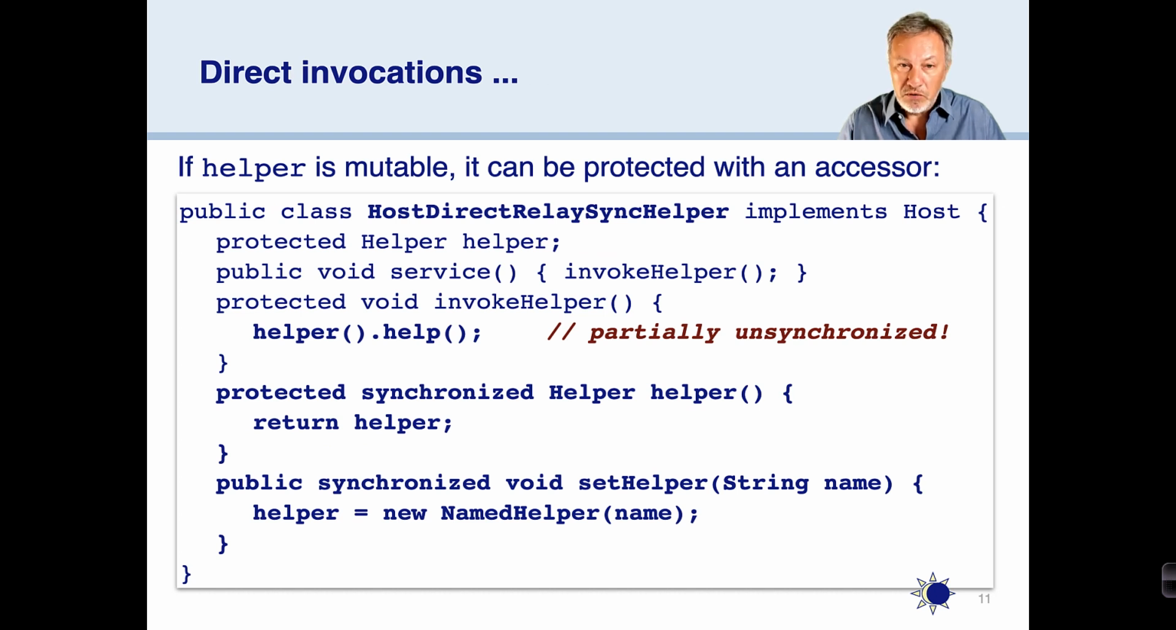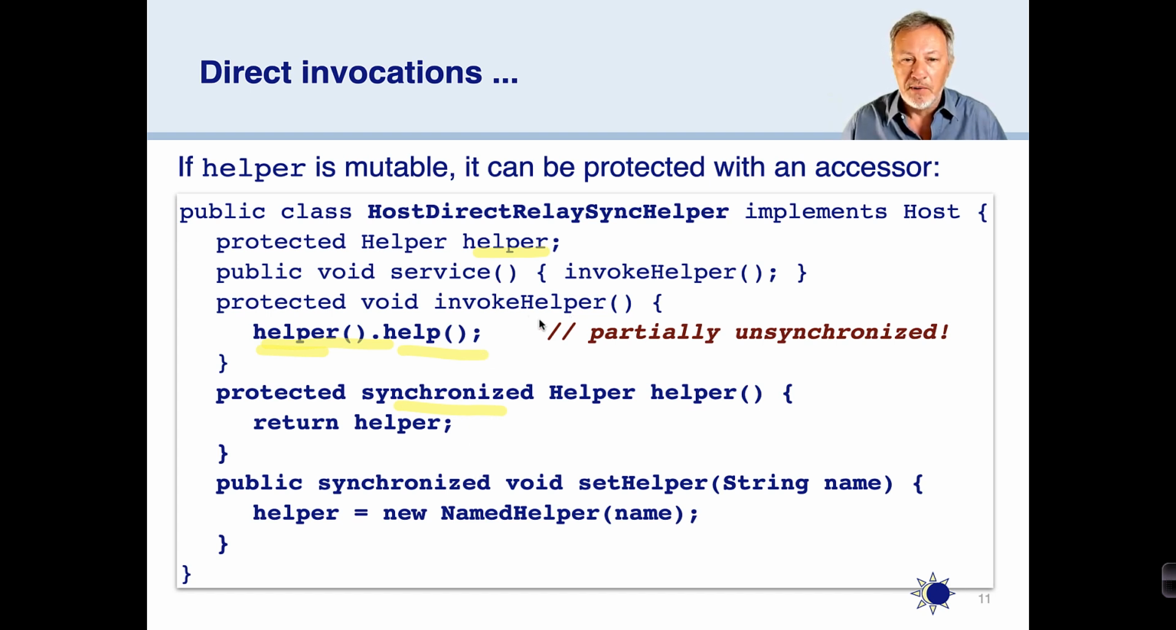If the helper is mutable, then we can protect it with an accessor. So here's a slightly different version of the direct relay. In this particular case, the helper is mutable. It can be updated, and in order to access it, we use a getter. So this getter is synchronized, but that's the only thing that's synchronized. As a consequence, we have partial synchronization. To get the helper, this is synchronized code, but to invoke the help method, that part is unsynchronized. Once we've got the helper variable, then we can run in parallel.